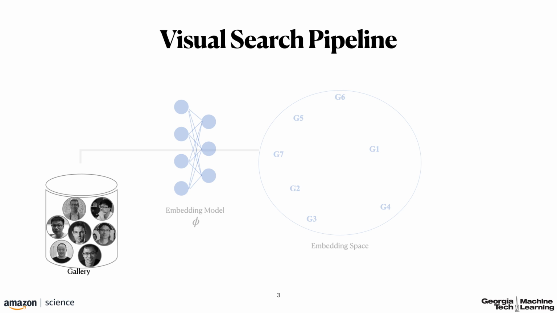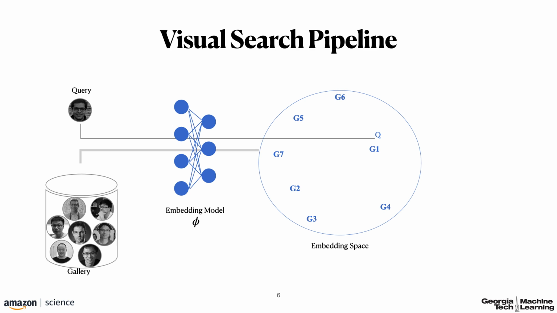A typical visual search pipeline is as follows. Given a gallery database of images, we use an embedding model phi to project these into an embedding space. So the 7 gallery images are mapped to the points G1 through G7. When a query arises, we use the same embedding model phi to project it into the embedding space as shown by the point Q. Finally, the closest match to Q is found through a nearest neighbor search, which in this case returns the image of the same person as the query.